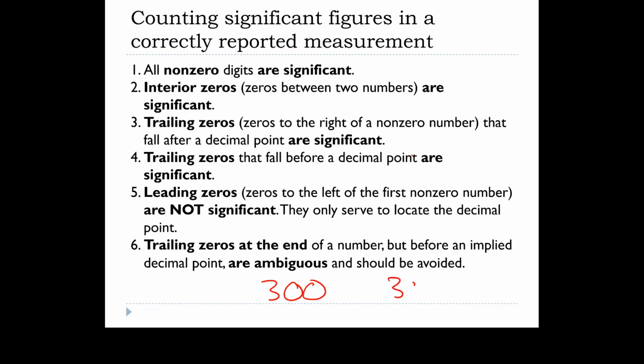If you have a number 300 with a decimal point like this, then all 3 of those are significant, okay? That makes a difference. If you write the number 300, 1 sig fig. If you put the decimal point, those zeros now count, okay? Because now they are trailing zeros before a decimal point, right?